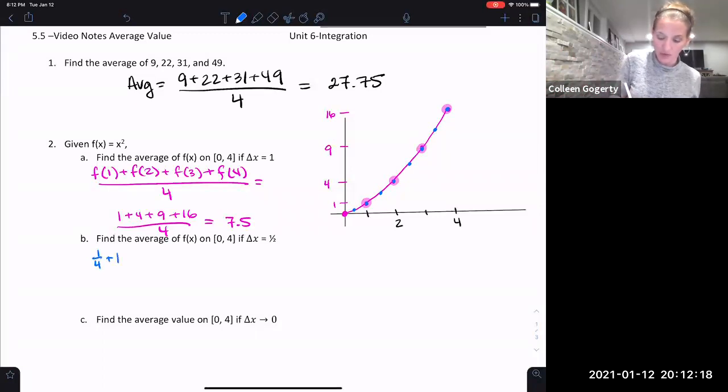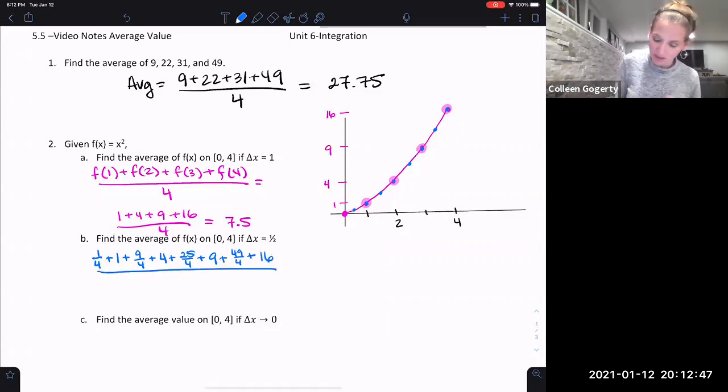Then I'm going to have 1 squared, which is 1. Then I'm going to have 1.5 squared. I like to think of that as 3/2. So a little mental math, 3/2 squared is 9/4. Then 2 squared would give me a 4. Then 2.5, I want to think of it as 5/2. It's going to give me 25/4. 3 squared is 9. 3.5 squared, we're going to think 7/2, so that's 49/4. And lastly, 4 squared, which gives me 16. Now I'm not dividing by 4. If I count up by every half, I now have 8 values. So my average value now just came out to give me 6.375.